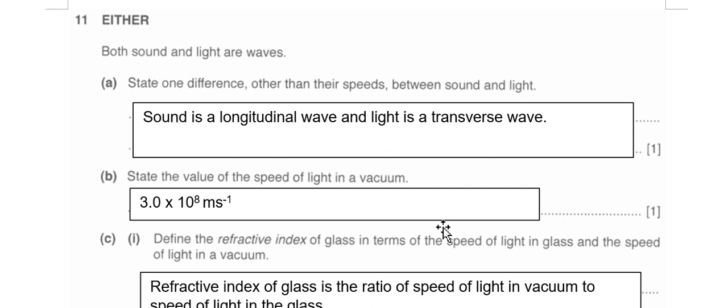Okay, we'll approach question 11, the either question. All right, I'll do both either and or. Then later on in the summary, I'll talk about how to select the either or question. All right, so state one difference other than their speeds between sound and light.